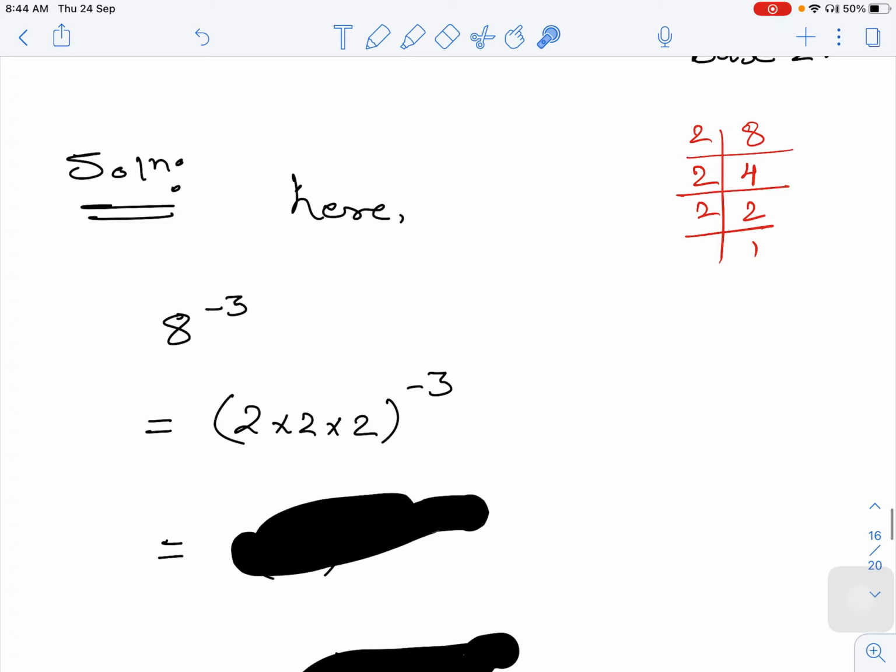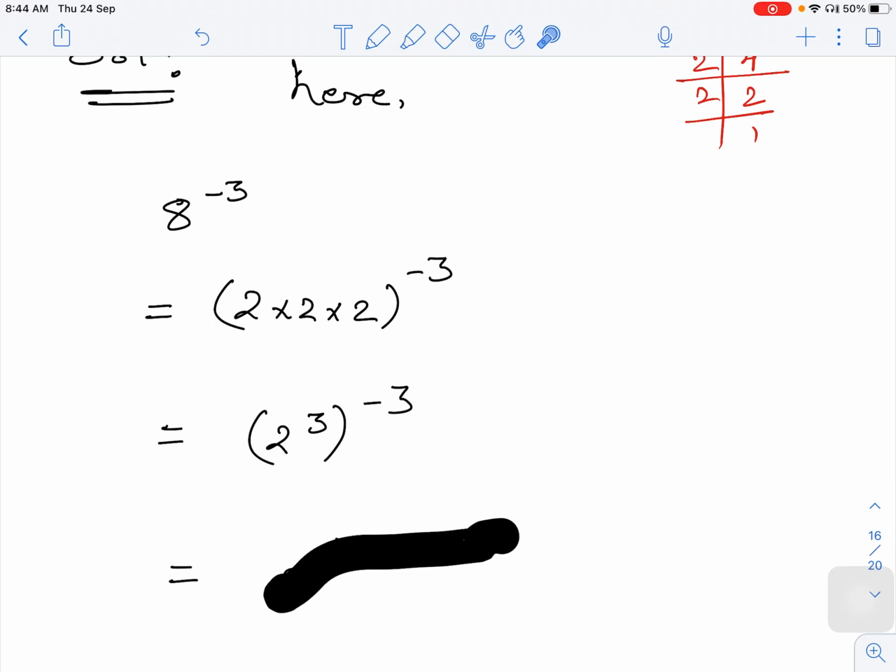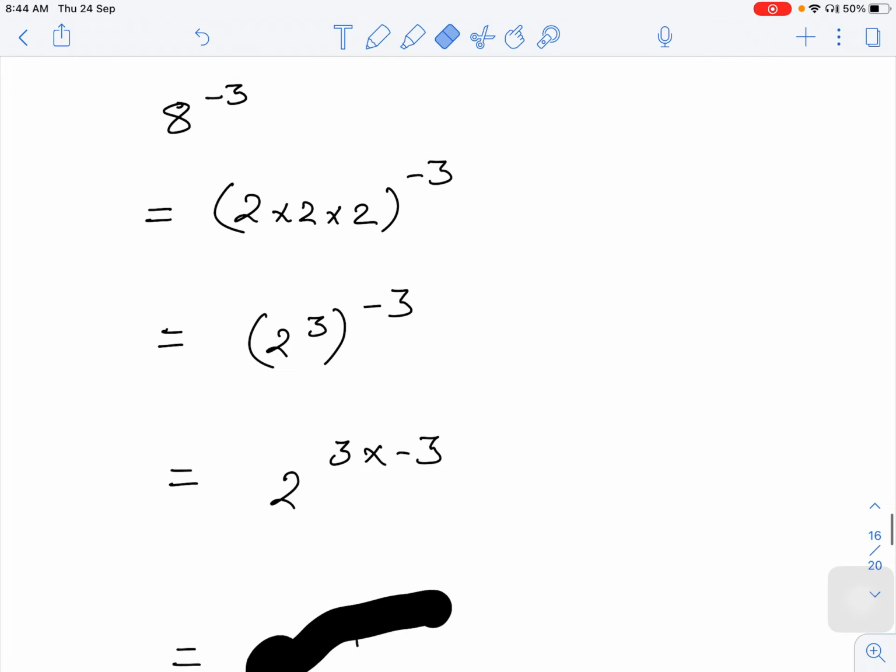Now in next step 2 is repeating itself how many times? 3 times. So I think we can write this 2 into 2 into 2 as 2 raised to 3. So let us see it. So what we have done here, instead of this we have written it in terms of exponential form. Now here we have a power, and over that power another power is there. So whenever we have such a condition that power to power, at that time we will multiply these powers, okay?